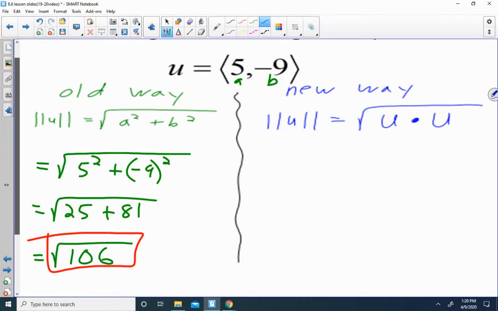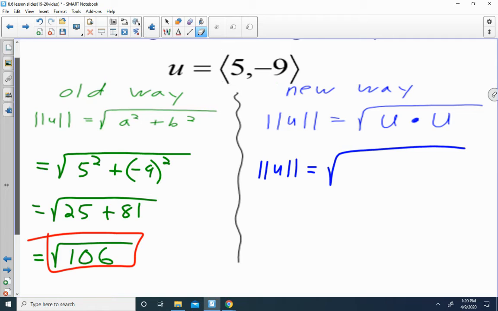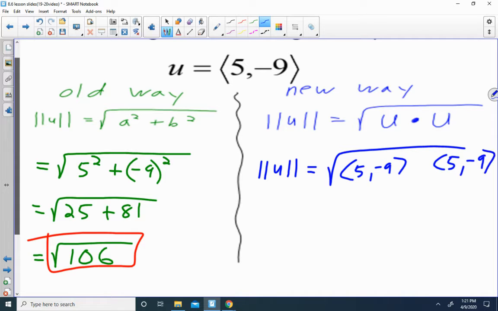But now, according to this, we should find the same magnitude if we take the vector u and do the dot product on itself. In other words, do 5, negative 9, 5, negative 9, and then do the dot product. Let's see if that works.